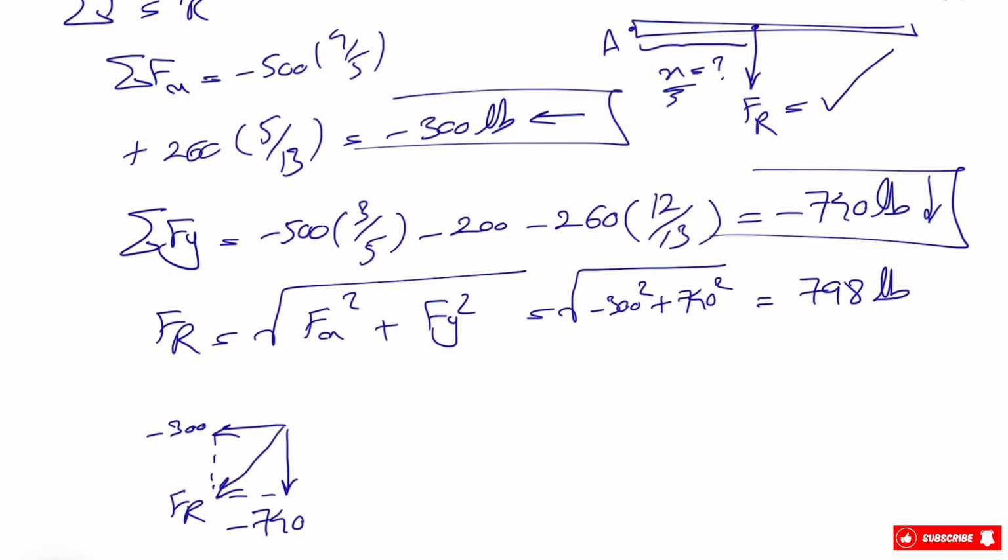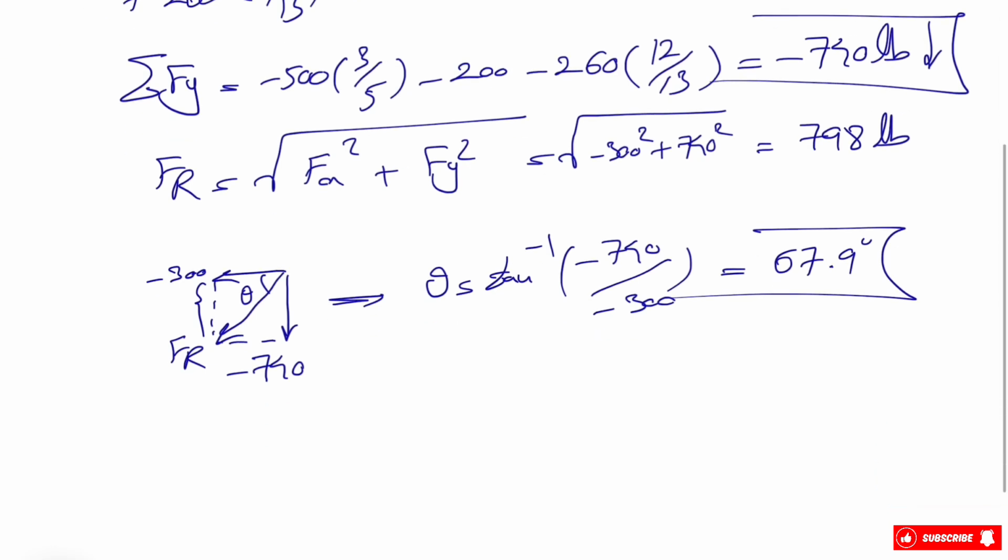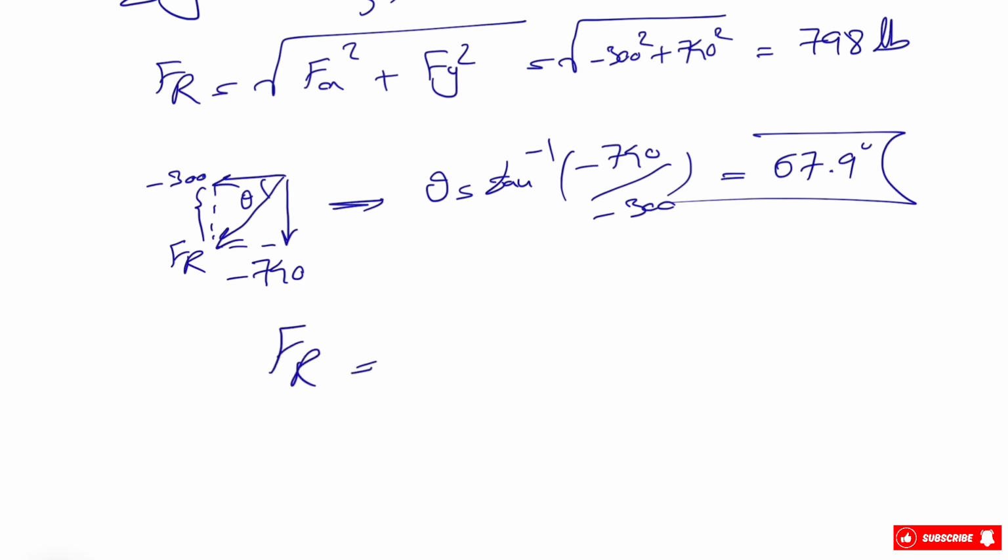And if we want to calculate this angle, let's call it theta. So theta will be the tangent inverse of this side, which is minus 740 over minus 300. And we can find that theta is 67.9 degrees. And if we want to show the Fr as a final answer, we'll have 798, and the angle will be this angle right here, which is 67.9.